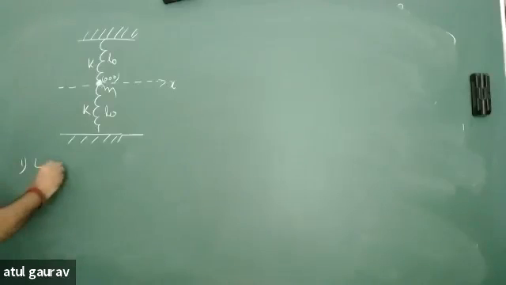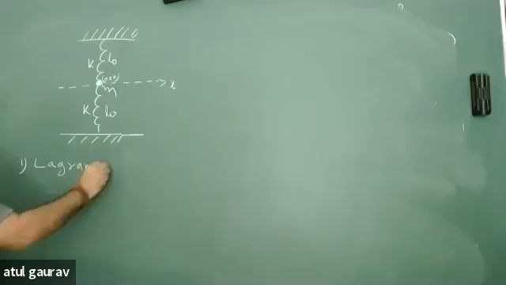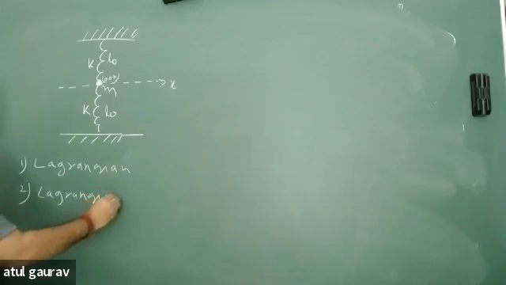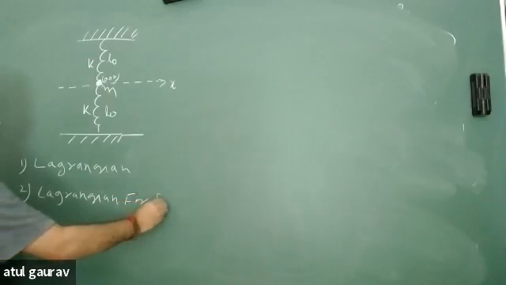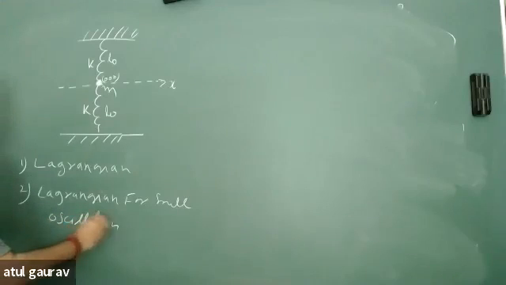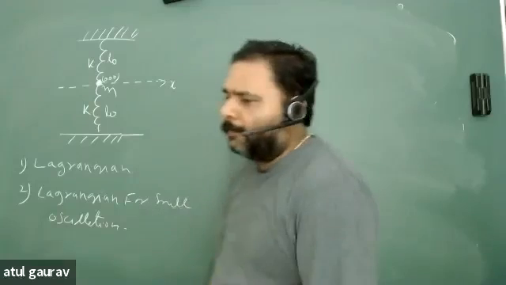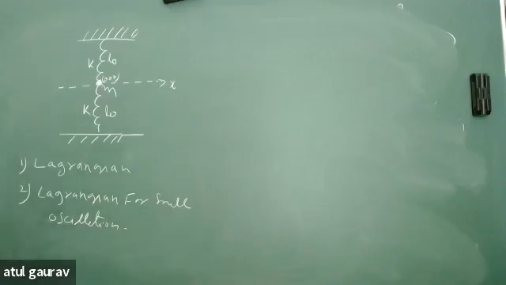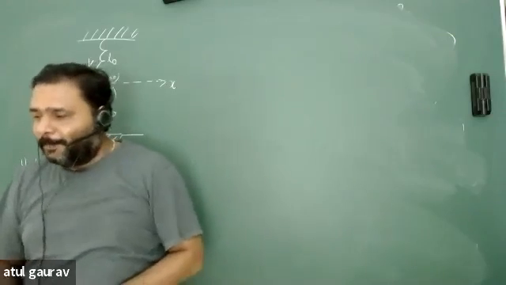So first the full Lagrangian, and then the Lagrangian for a small oscillation. Let's try to do this problem. What should be the degree of freedom? Can anybody tell me? 1? 2? It is 1 degree of freedom, nothing to do with this. Who is saying 2? You are still sleeping.